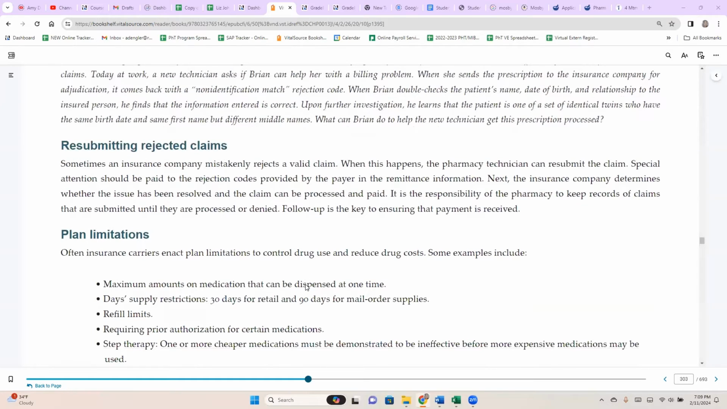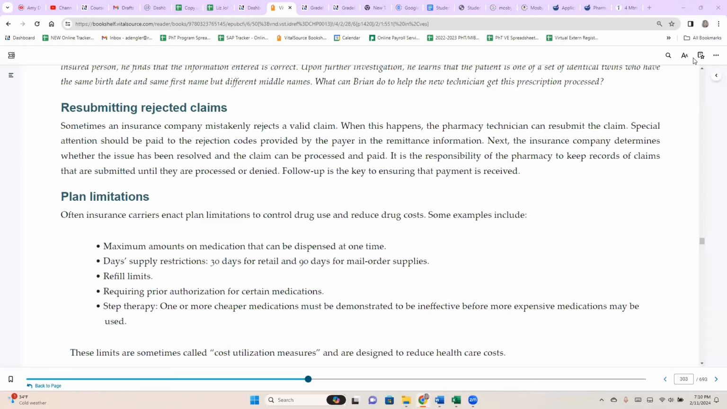Sometimes an insurance company mistakenly rejects a valid claim. When this happens, the pharmacy technician can resubmit the claim. Special attention should be paid to the rejection codes provided by the payer in the remittance information. Next, the insurance company determines whether the issue has been resolved and the claim can be processed and paid. It is the responsibility of the pharmacy to keep records of claims that are submitted until they are processed or denied. Follow up is the key to ensuring that payment is received.